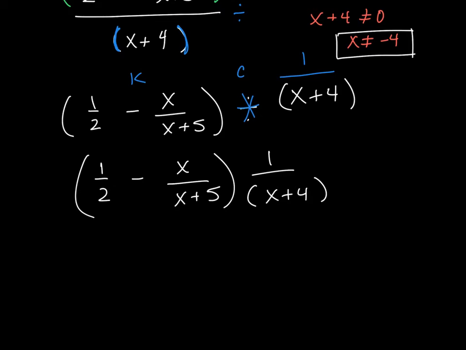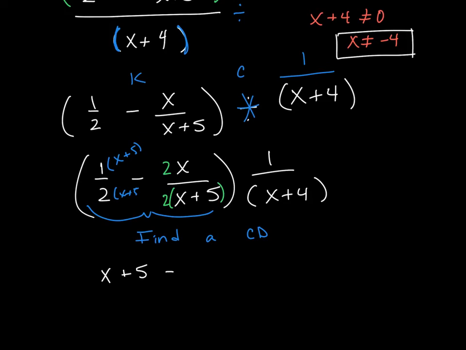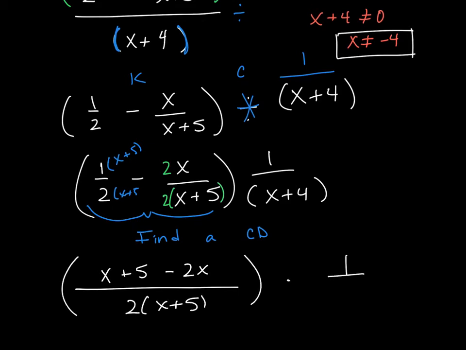I'm going to go through and, just by order of operations, work on the inside first. I have to find a common denominator here. So for the first fraction, I need to multiply by x plus 5 over x plus 5. And on the second fraction, I multiply the numerator and denominator by 2. Simplifying everything inside there, I have x plus 5 minus 2x all over 2 times x plus 5. I'm going to continue to simplify that.